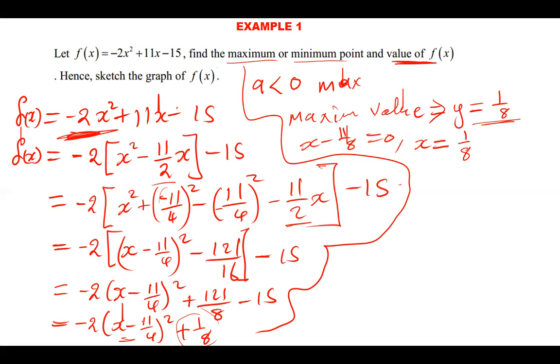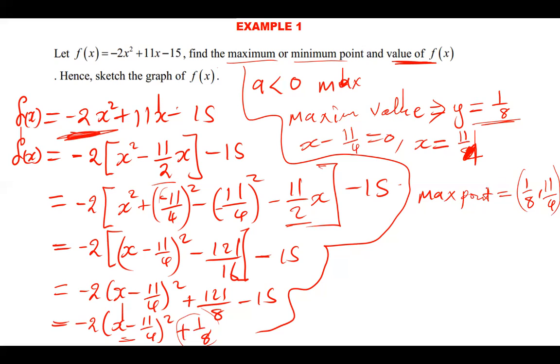So I got this part here, which is x minus 11/4. This is the part that you're supposed to equate to 0. So we have 11/4, we equate it to 0. And when this negative 11/4 crosses the equal sign, the answer that you get to be positive 11/4 as the value of x. So meaning to find the maximum point, the maximum point now is equal to 1/8, 11/4.